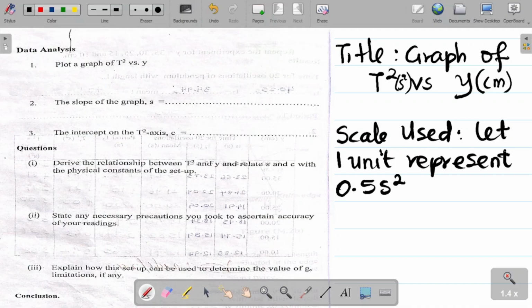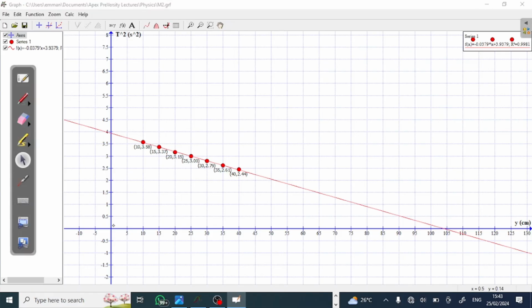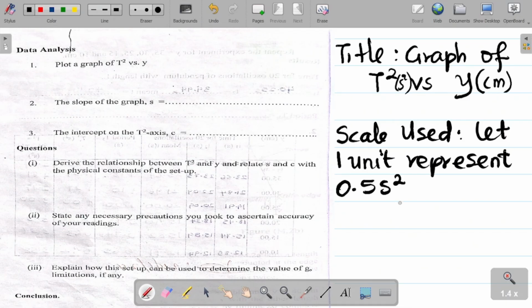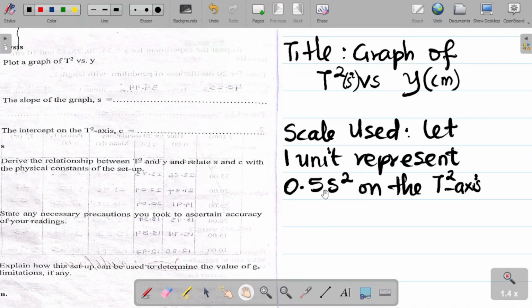Go back to your graph. So this is 0.5. From here to here is 0.5, which is your 1 unit. And your unit here is in second squared on the t-squared axis. So second squared on the t-squared axis.